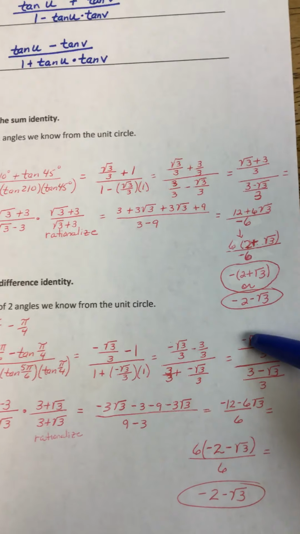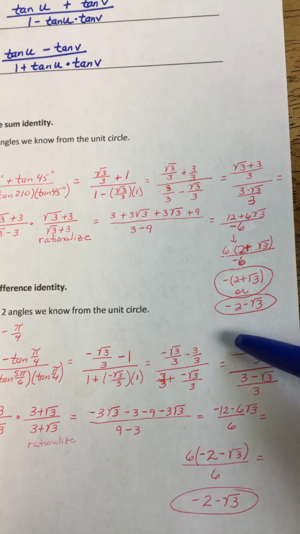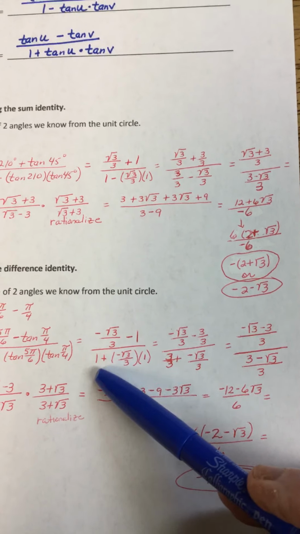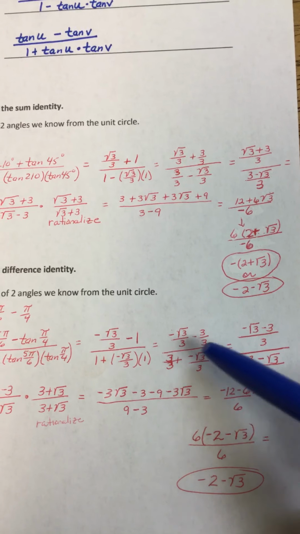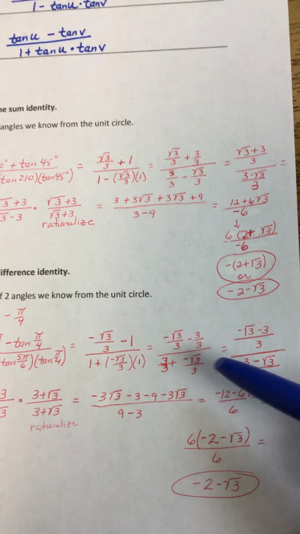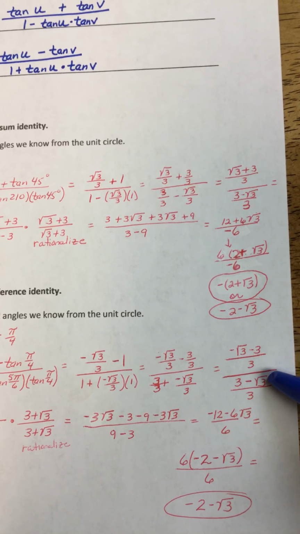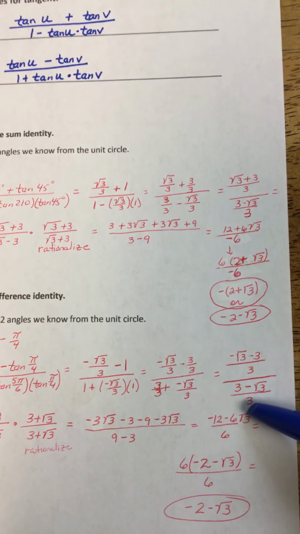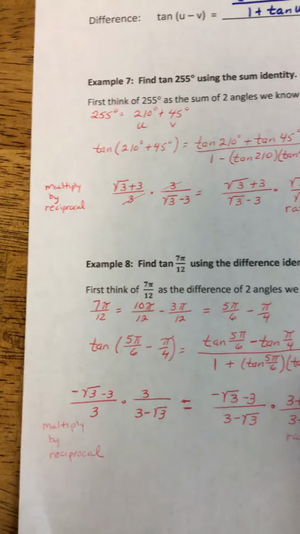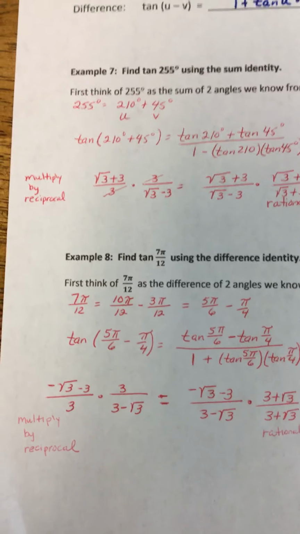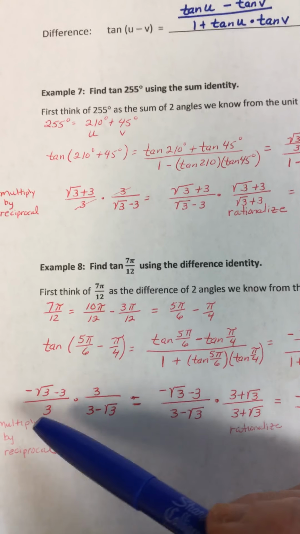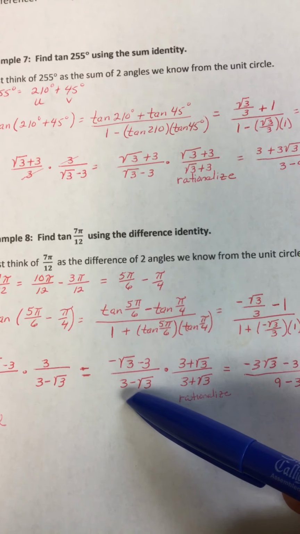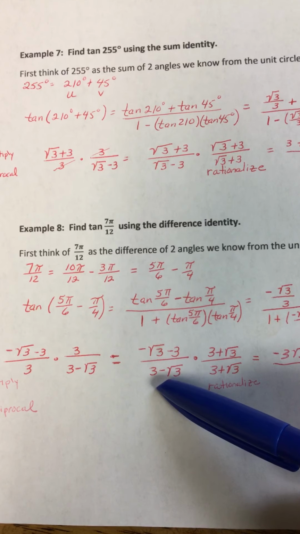So that becomes a negative square root of 3 minus 3 over 3. Turn this into 3 over 3 plus a negative square root of 3 over 3. So that becomes 3 minus the square root of 3 over 3. Now, in order to simplify this complex fraction, we turn it into multiplying by the reciprocal. So the 3's will cancel here, and I have a negative square root of 3 minus 3 over 3 minus the square root of 3.